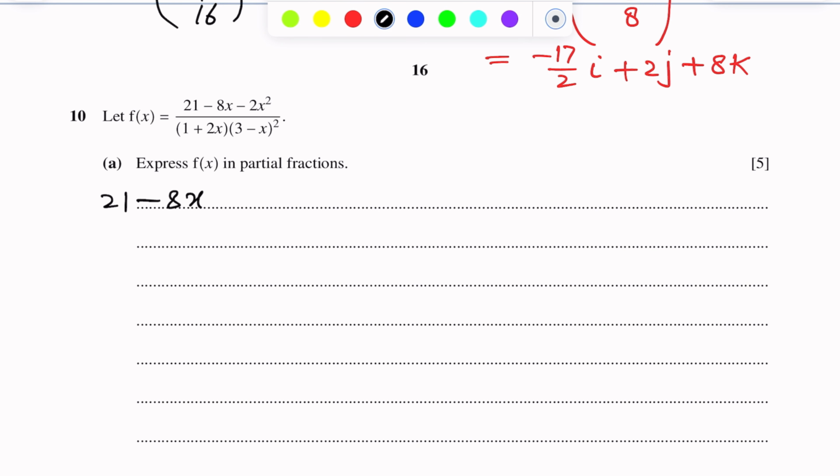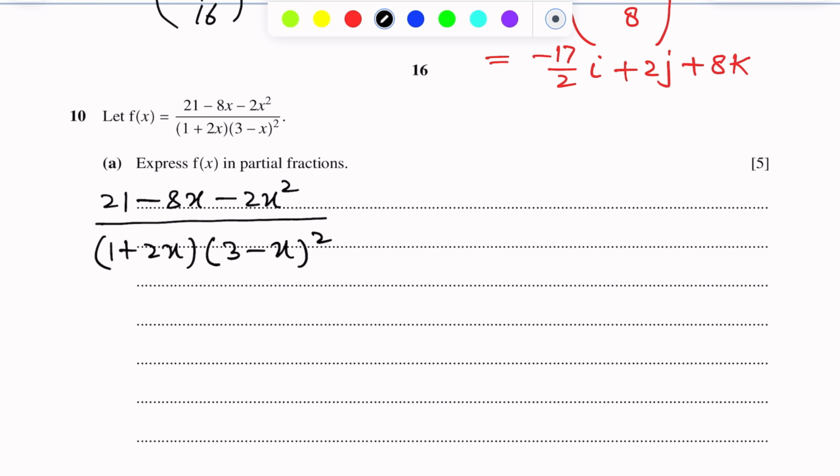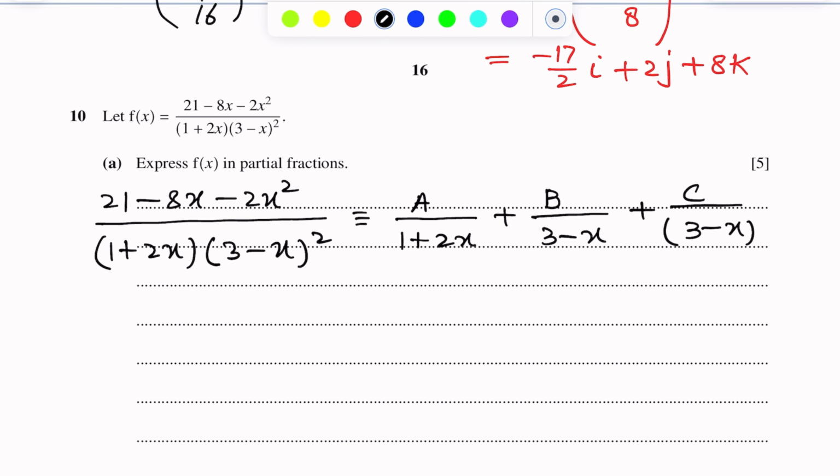(21 minus 8x minus 2x square) over (1 plus 2x) into (3 minus x) whole square is equal to A over 1 plus 2x plus B over 3 minus x plus C over (3 minus x) square.